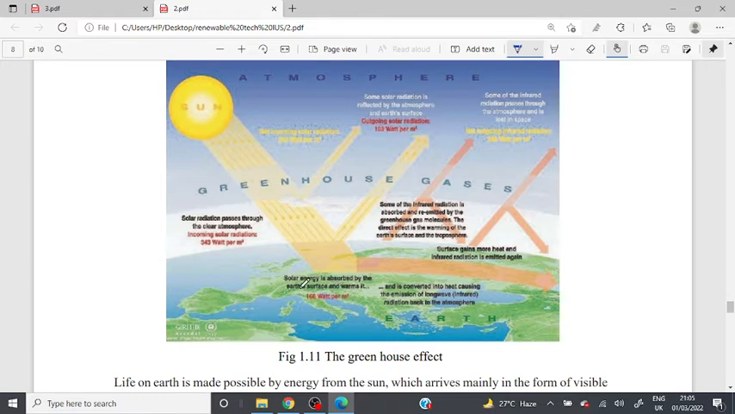That energy comes down to 166 watts per meter square. That energy is then gained. The surface gains more heat, and infrared radiation is emitted and converted. The infrared is converted into heat, causing the emission of long wave infrared radiation back to the atmosphere.